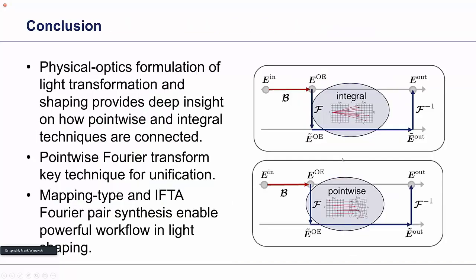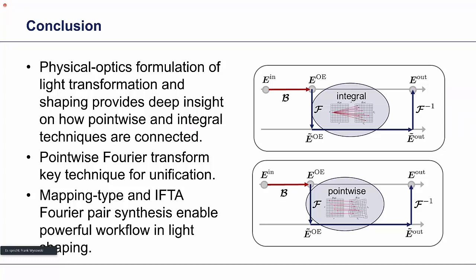Okay, I come to the conclusion. I hope I could show that the physical optics formulation of light transformation and light shaping provides a deep insight on how the pointwise, which is related to ray optics, and the integral, which is related to diffractive techniques, are connected. They are connected, in fact, just over a mathematical decision of the Fourier transform. This is more and more in our concepts and is implemented in our software. That means we have a very seamless transition between ray optics and physical optics.